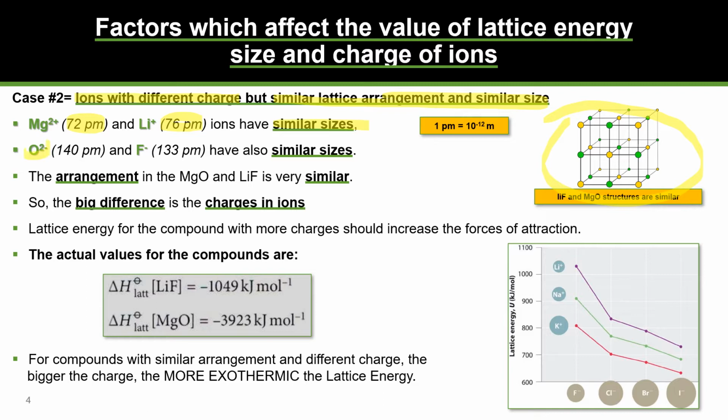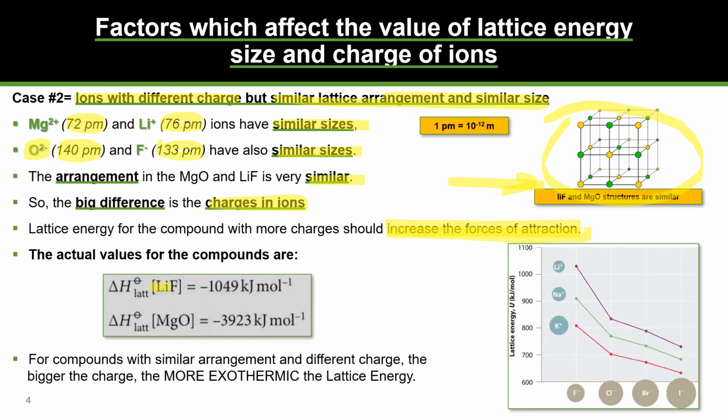So in the oxygen, actually the oxide, the radius is 140 picometers, and fluoride has 133 picometers, so they have similar sizes as well. The arrangement is very similar, as we said in the graph on the right. So the big difference is going to be the charge of the ions. The lattice energy for a compound with more charges would increase the force of attraction. You can think about two magnets that have double the force of attraction because they are more charged. The bigger the attraction, the more difficult to separate. The same thing happens here, or very similar.